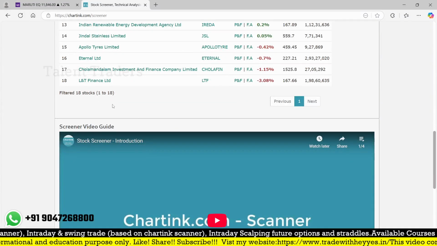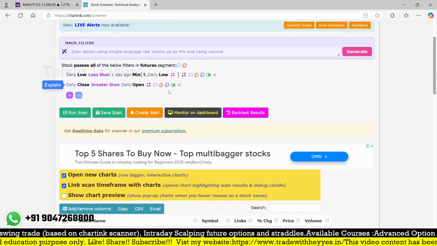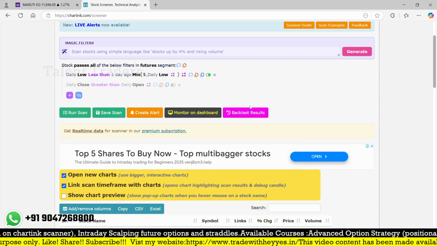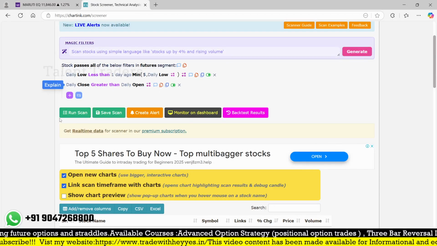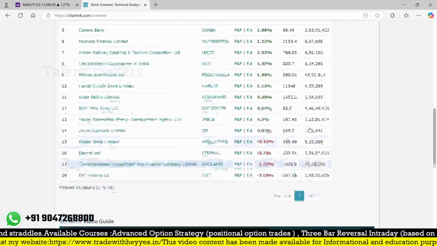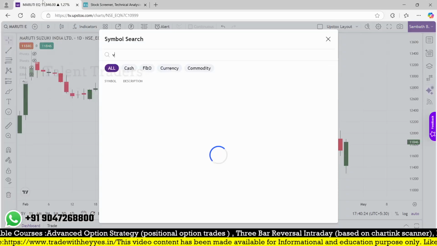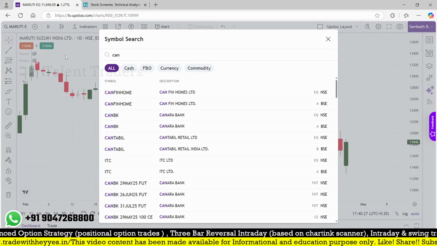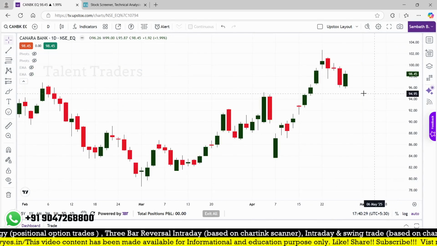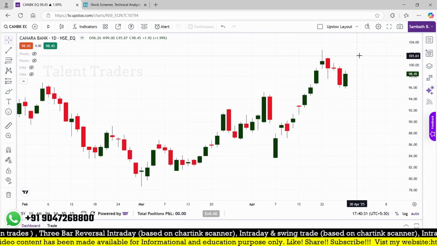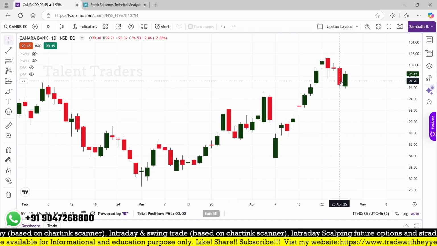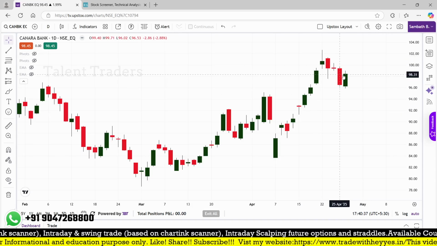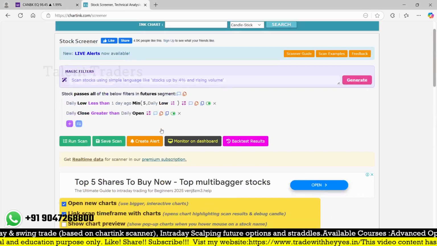If I do this, only 18 stocks. So without this condition, we are filtering out almost 26. By using this condition, the stocks that may have closed negative are removed. So only 18 stocks. Let me try Canara Bank. So this one, today's is low and it was moving good. But here you can see we are using only 5 candles.